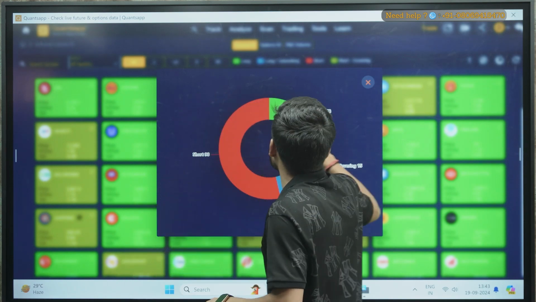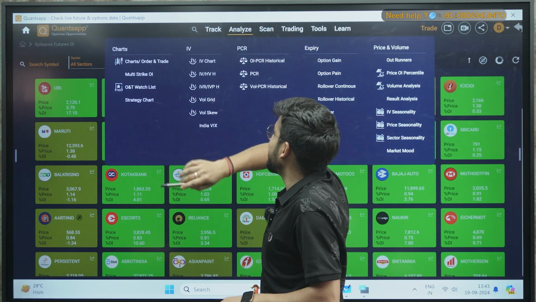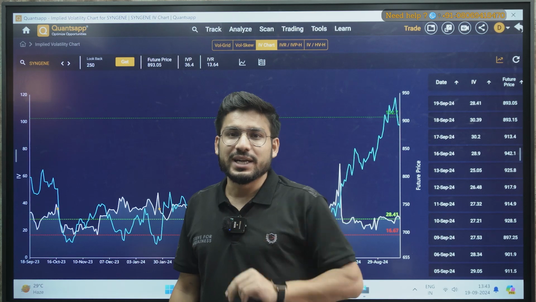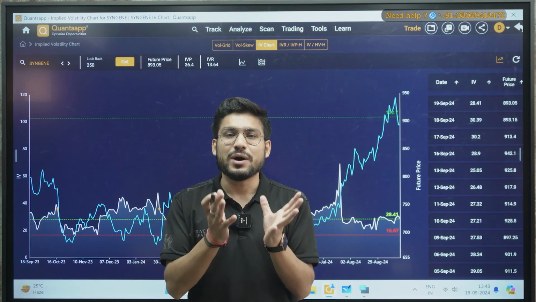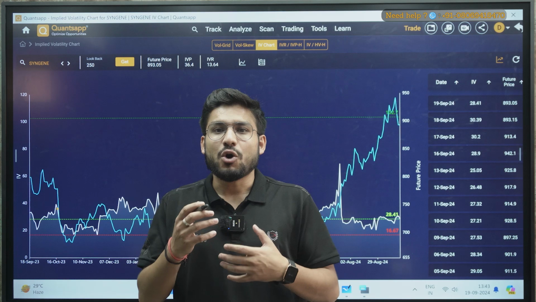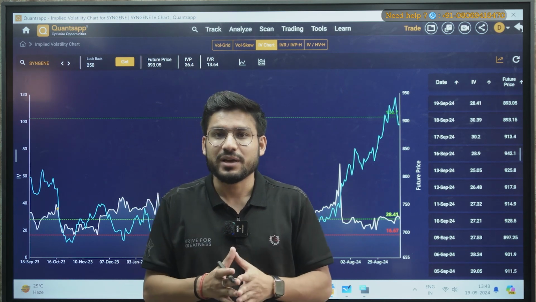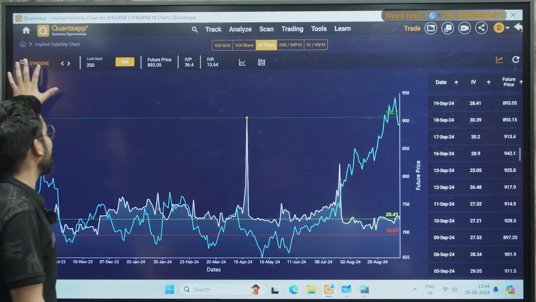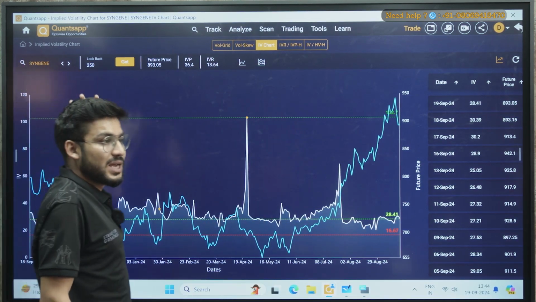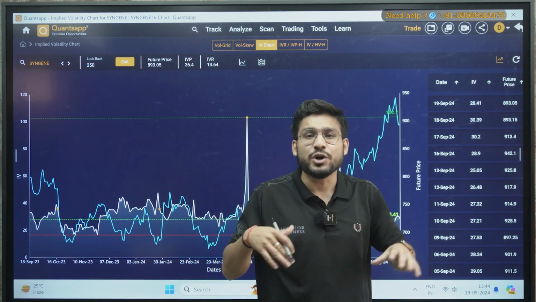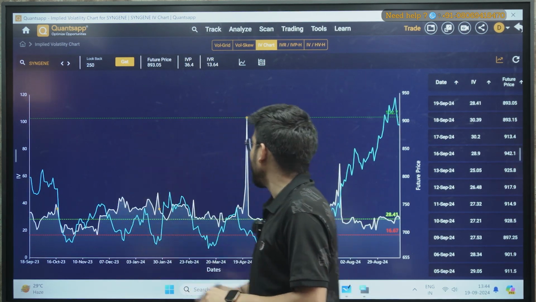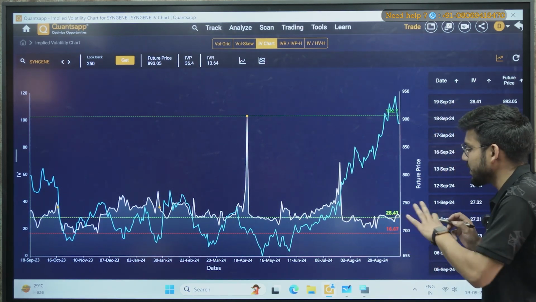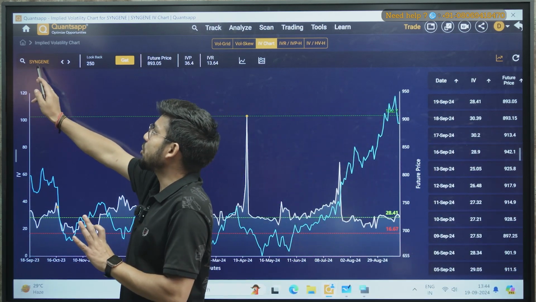Yes, there is one more way to confirm it. In the analyze section you have your IV chart. IV means implied volatility. Implied volatility gives you a brief idea of in which direction or how much the momentum of the market will be. For example, right now I'm analyzing this stock, or you can select indices also, Nifty, Bank Nifty, or a particular stock. Here you get the IV, the implied volatility of the current market, which is currently 28.41 for this particular stock, Syngene.